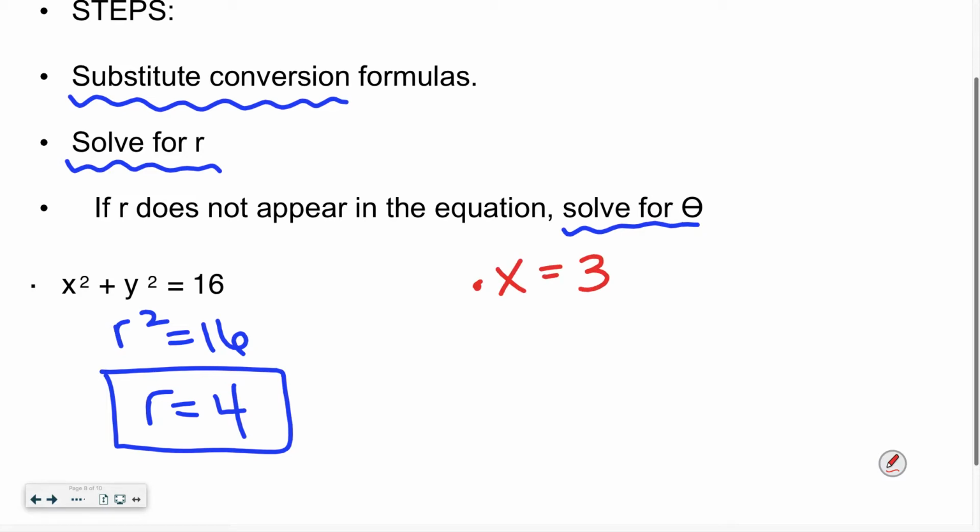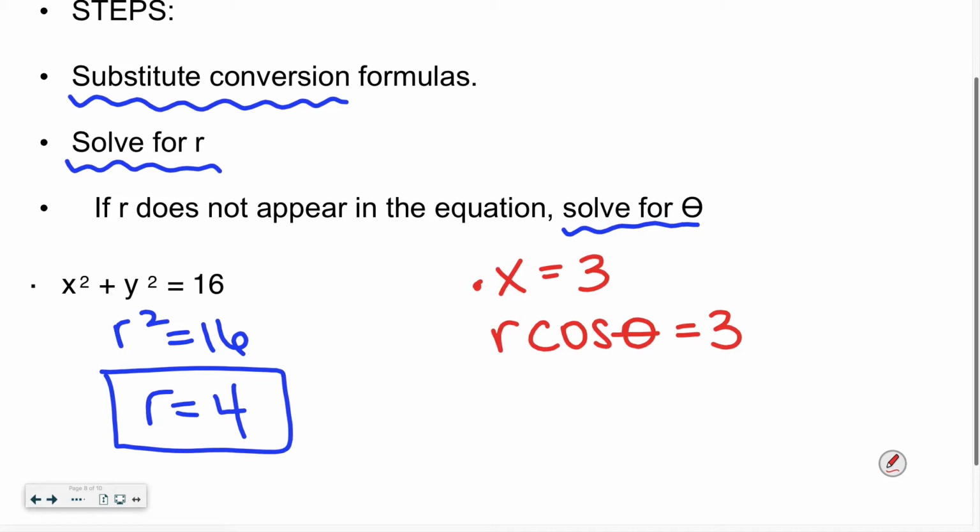Bonus example on this page, x equals 3. This is actually the nicer conversion because we always have something to plug in for x and we always have something to plug in for y. What can we plug in for x? R cosine theta. Okay? We know we can plug that in for x. When we were working on our polar stuff, we had to be a little bit creative before we can plug in. When we have rectangular, we can just boom, plug in right away.